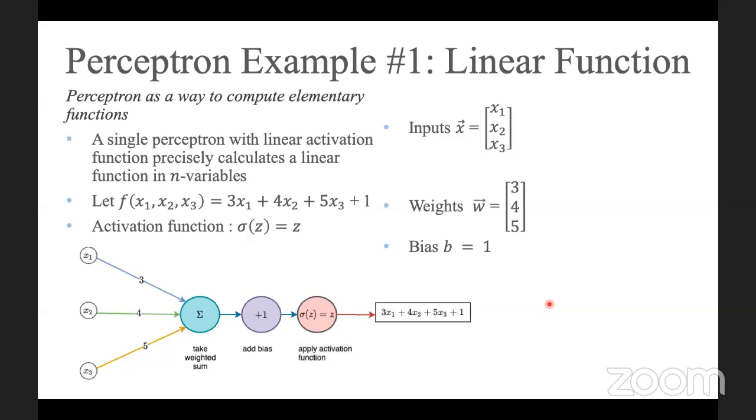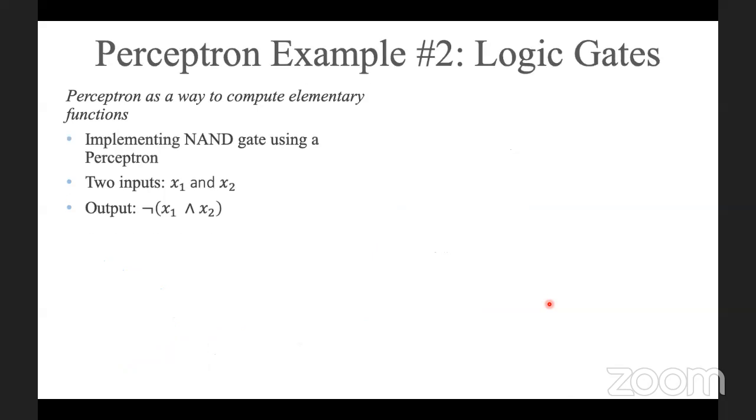So this is telling you that we can treat a perceptron as something that can compute a linear function in n variables. Of course, we define it that way. Now this is a bit non-trivial example.